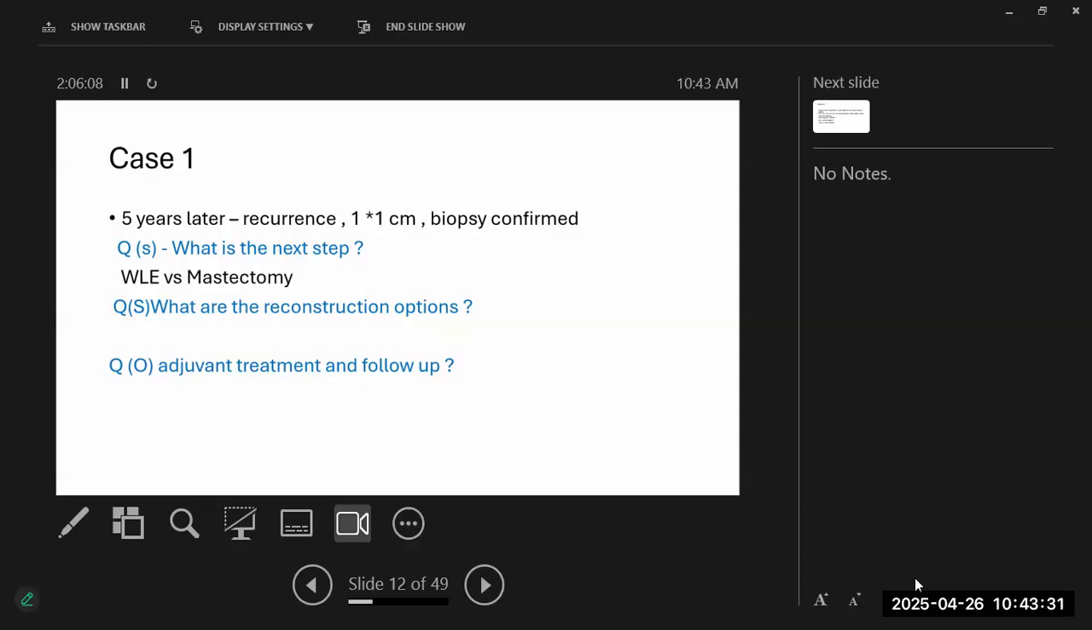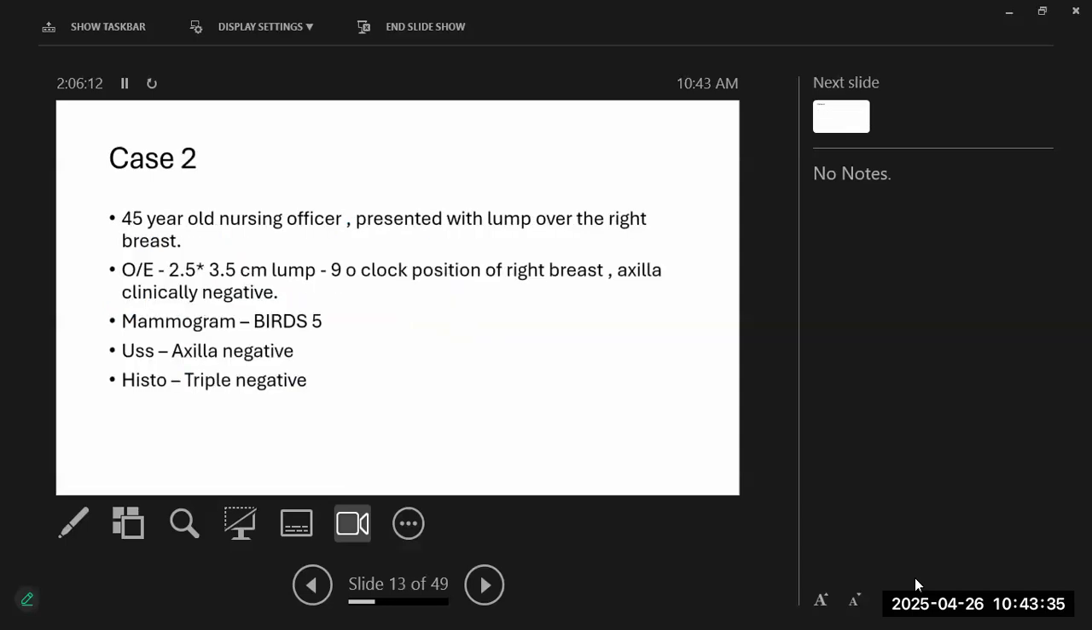We'll wait. Shall we start? We're going to case 2. So this is a 45-year-old nursing officer presented with a lump over the right breast. On examination, there was a 2.5 by 3.5 centimeter lump at the 9 o'clock position of the right breast. Axilla is again clinically negative. Mammogram was reported as BIRADS 5 and ultrasound of the axilla is negative. Histology shows a triple negative breast cancer.